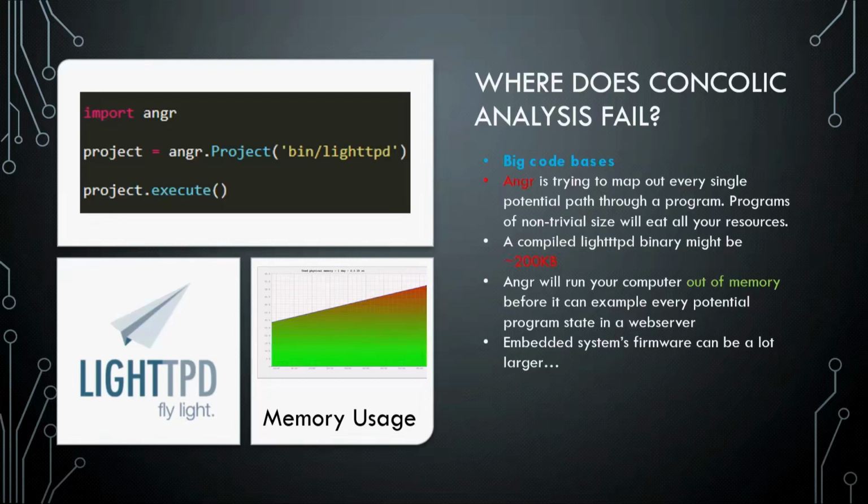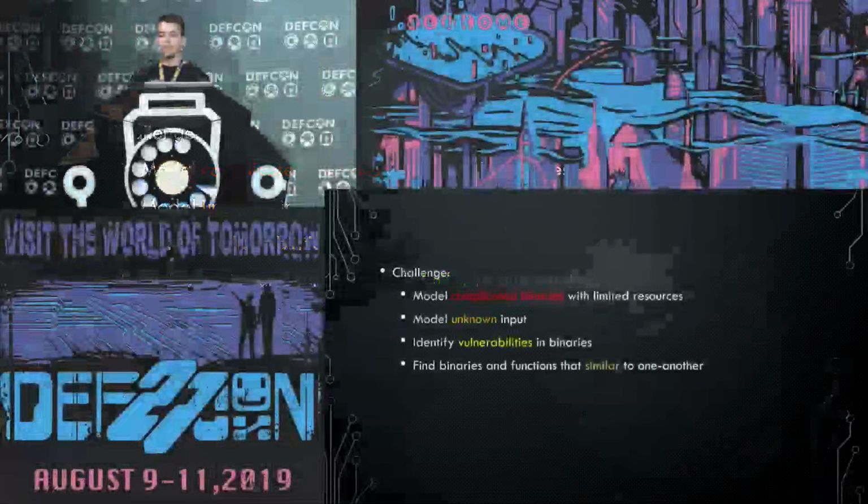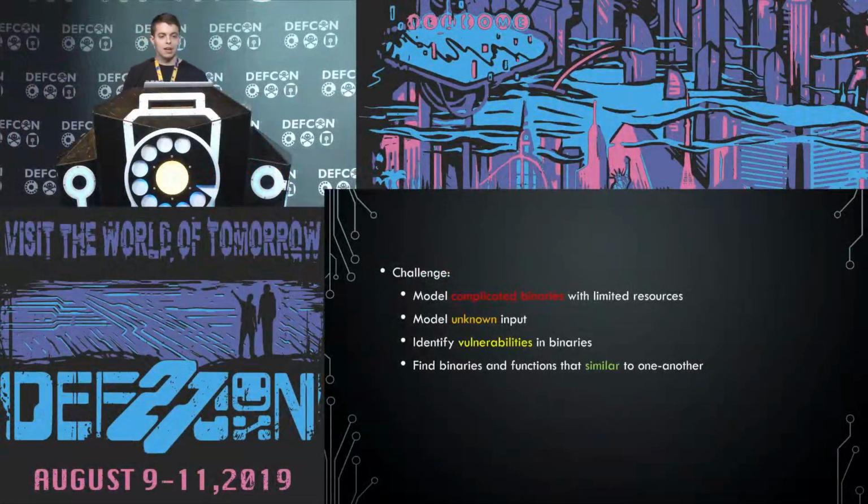And so we need something that can digest this large amount of information more quickly and more efficiently. We have a couple challenges before us. We need to model more complicated binaries. We need to model more complicated environments. We need to model when there's a hardware peripheral in a firmware that we can't understand, or when there's an NVRAM value we can't understand. And just for kicks, let's also try to find binaries and functions that are similar to one another.